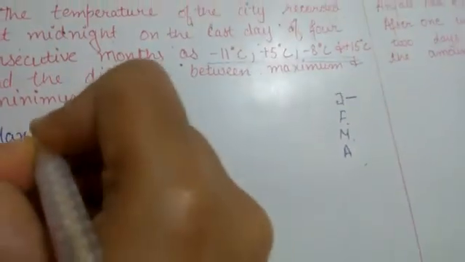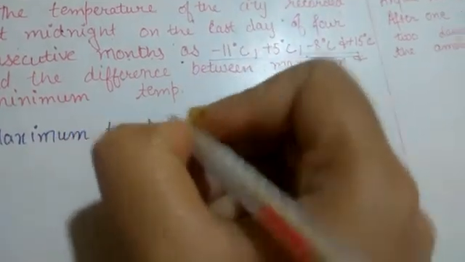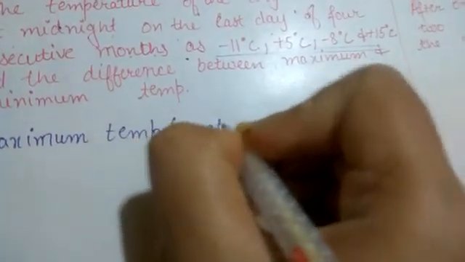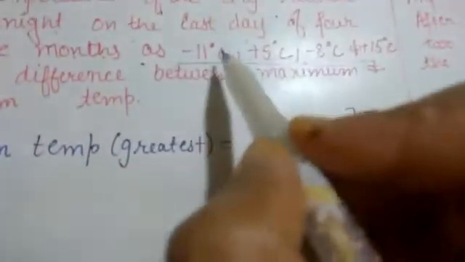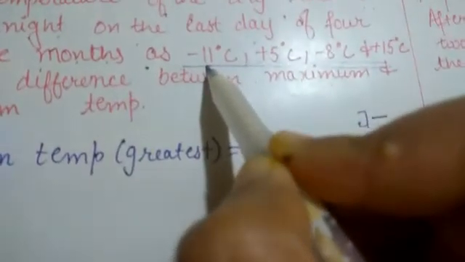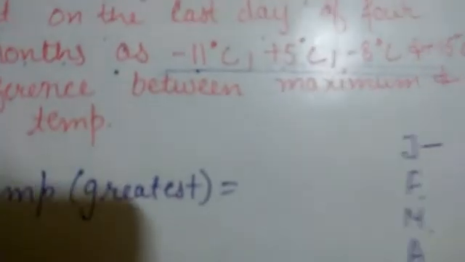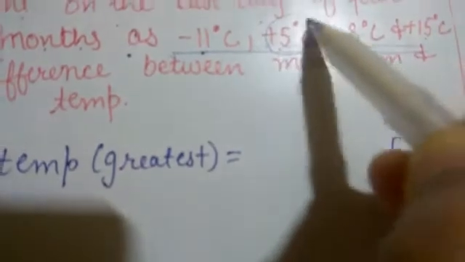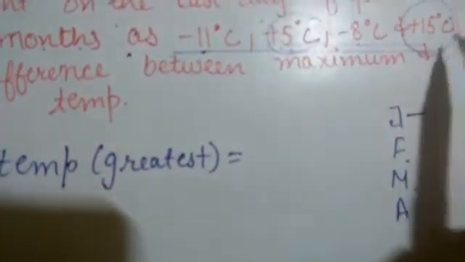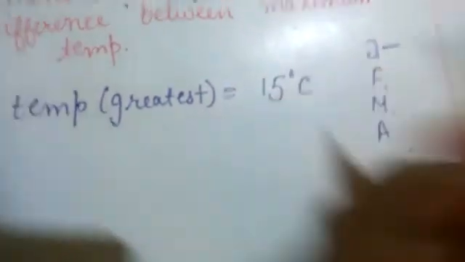So I am writing: maximum temperature means greatest. I am writing this just for explaining to you. Now you tell me, the temperatures are minus 11, plus 5, minus 8 and plus 15. Negative integers are not greatest. Positive integers are always greatest. And now here two numbers are with a positive sign, one is 5 and one is 15. You tell me, is 5 greater or 15 greater? Obviously, 15 is greater. So the maximum temperature is 15 degrees Celsius.